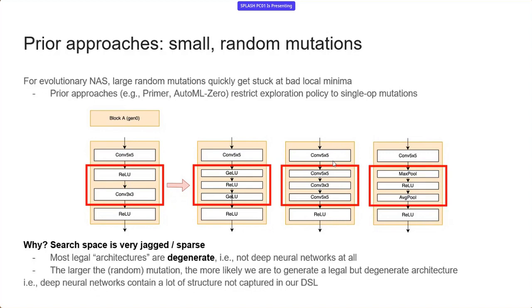So why does this happen? Remember that our search space is basically just any computation graph you could write down. And so if you select a random one, the vast majority of legal computation graphs are not going to look like actual deep neural networks. And so this is the problem of the search space being very sparse or jagged. In the same way, if you increase the size of the random mutation, you're essentially creating a very small random architecture and then plugging it in as a subgraph. And so you have the same problem. Another way of putting this is that good architectures, which you would consider to be deep neural networks, contain a lot of structure that is not present in the DSL.